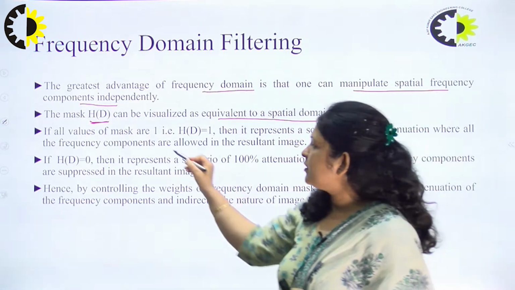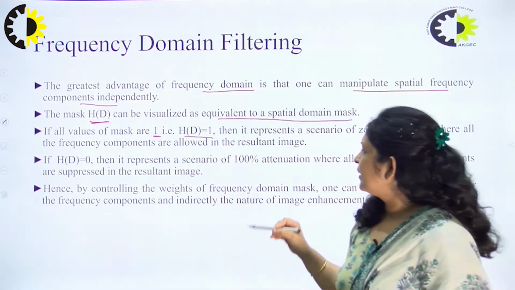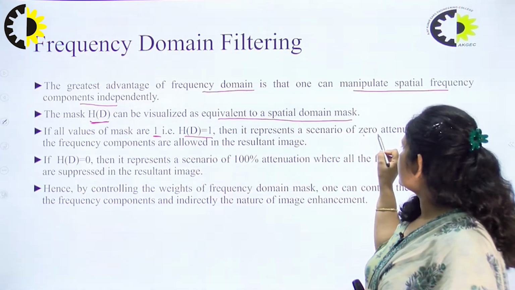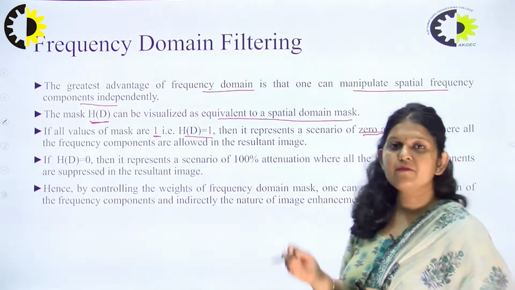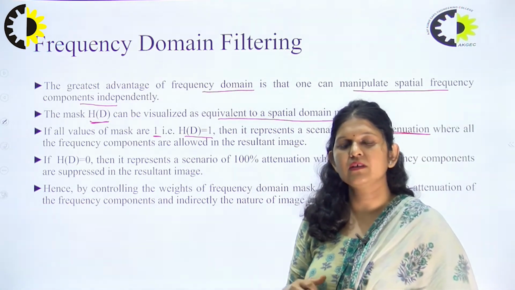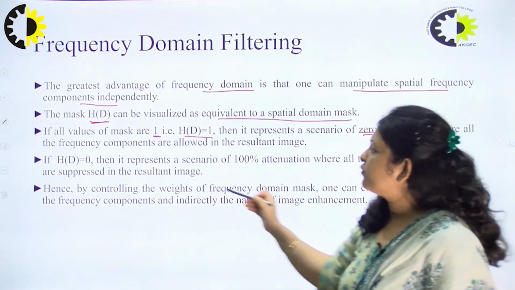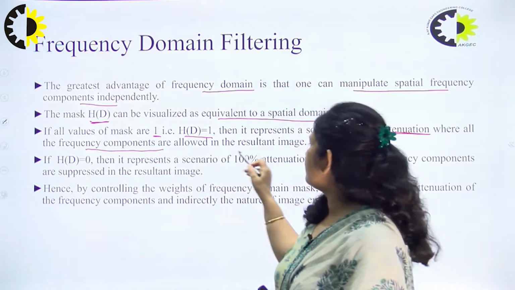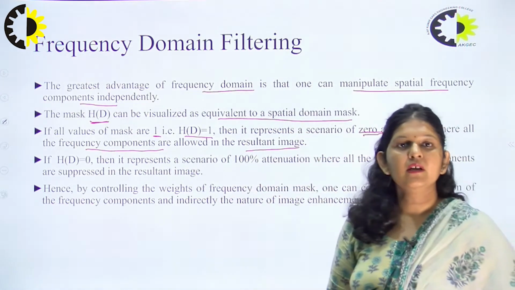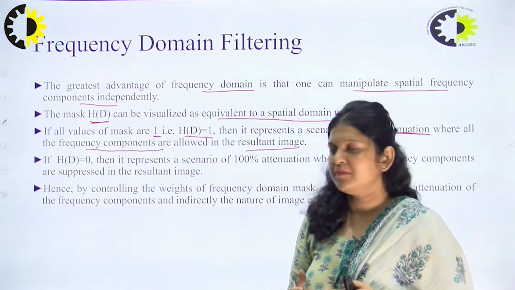Now if the value of the mask is 1, that is, H of D is equal to 1, then it represents a scenario of zero attenuation. That is, if I have a mask of 1 and I apply this mask over the image in the frequency domain, then it would allow all the frequency components in the resultant image. Nothing would be removed or attenuated in the image.